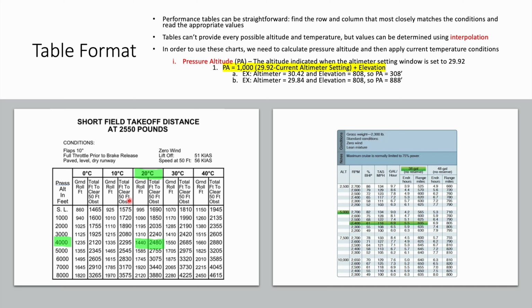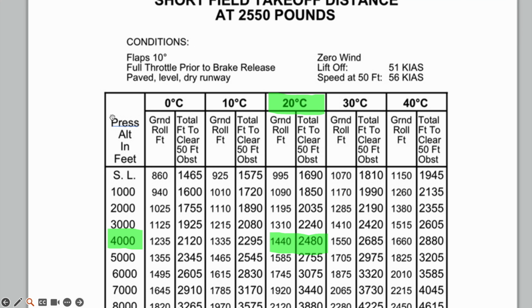Another look at takeoff distance. So the way you would use this is pressure altitude, in this case 4,000 feet, and the nearest temperature. And where those two intersect, that's going to give you your ground roll, so 1,440, and your total distance to clear an obstacle. So it's kind of cool to note, if we are at sea level in cold conditions, so that's low density altitude, your ground roll is only 860 feet, and your total distance to clear an obstacle is 1,465. So it's a pretty short distance.